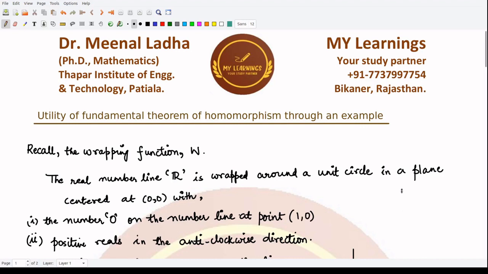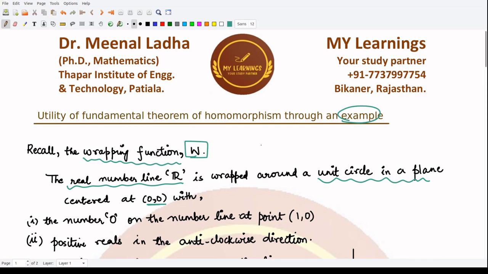In this video, we'll be looking at the utility of the fundamental theorem of homomorphism through the help of an example. So here, if you remember, in the previous classes, we have studied about the wrapping function. In particular, in trigonometry, we have studied about this function, right? We denote it by this symbol, capital W, right? What does it do? It wraps the whole of the real number line to the unit circle in a plane which is centered at the point (0, 0).